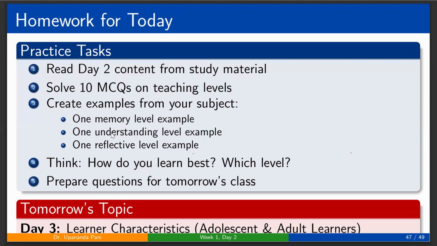Now, what will be the homework for today? After the class you will get the study material for the day 2 content. You have to solve 10 MCQs on teaching levels. Create examples from your subject: one memory level example, one understanding level example, one reflective level example. Think about how you learn best and at which level.